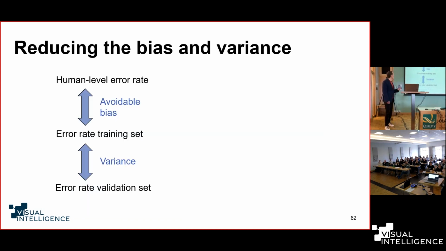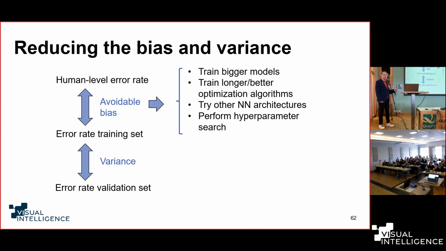Okay, so what should you do here? Reducing the bias and variance. I think we have three ways of looking at it. You have the human level error rate, you have the error rate on the training set, and you have the error rate on the validation set. And if the training error is high, how can we reduce that? Well, you can train bigger models, or you can train longer, or use better optimization algorithms. You can try another neural network architecture, or you can do some hyperparameter search in order to make this as small as possible.